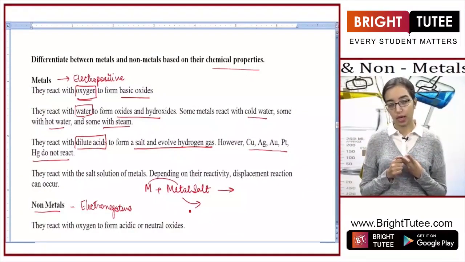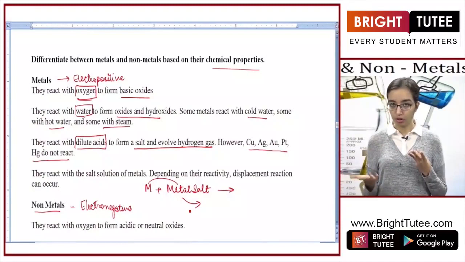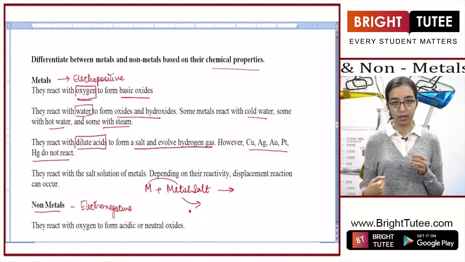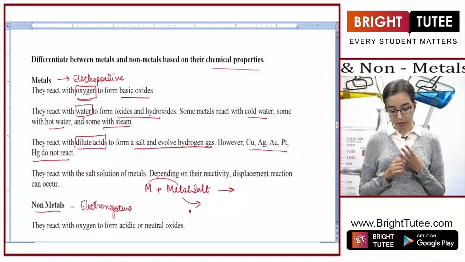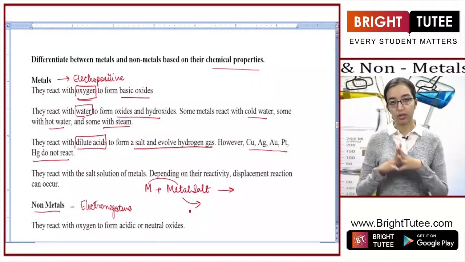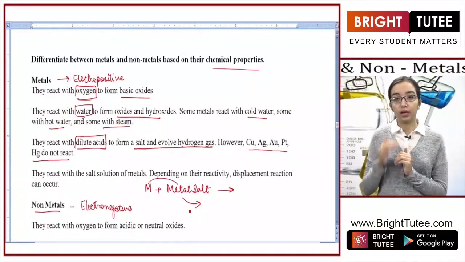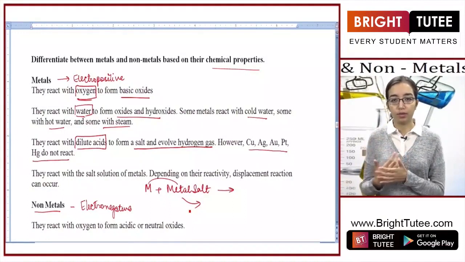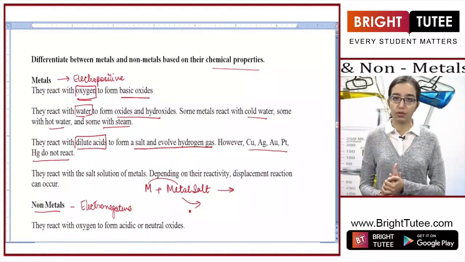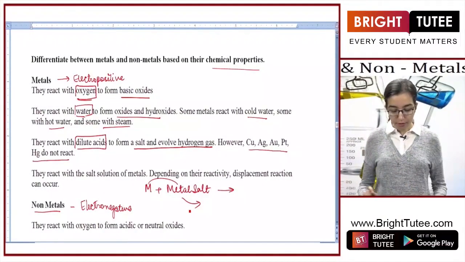It reacts with dilute acid and displaces hydrogen. Only the elements above hydrogen would show this reaction, not the ones below it. Only those metals will show this reaction. And the fourth point is that they react with salt solutions of other metals. If they are more reactive, they would participate in a displacement reaction. So that is for metals.